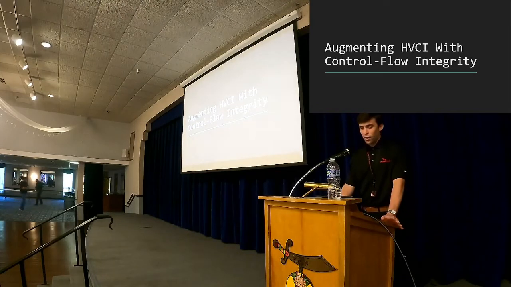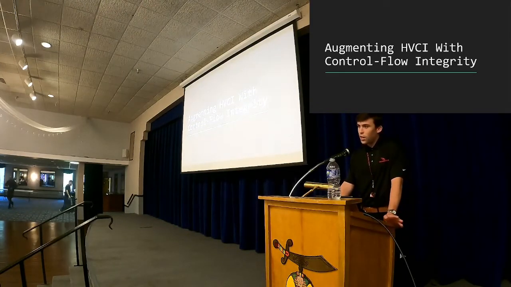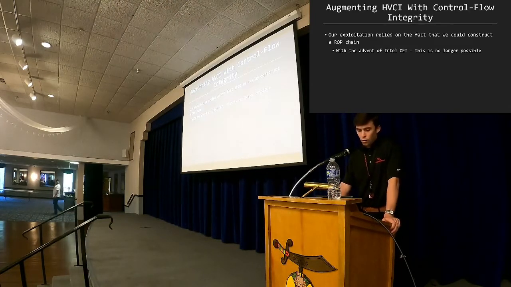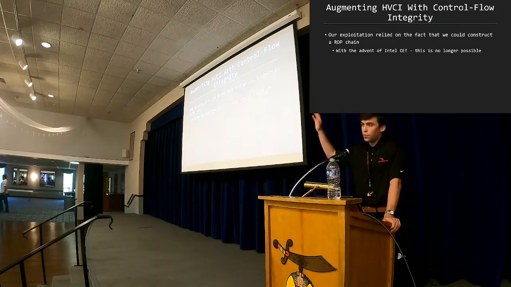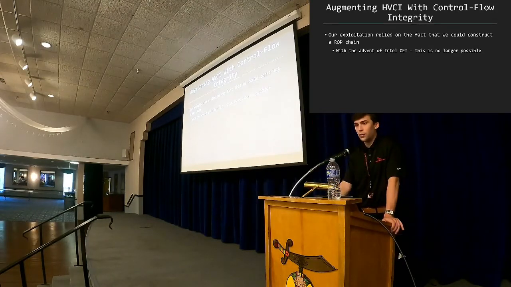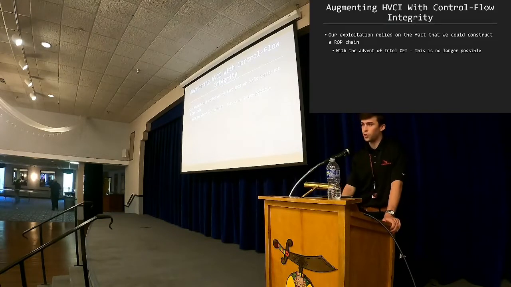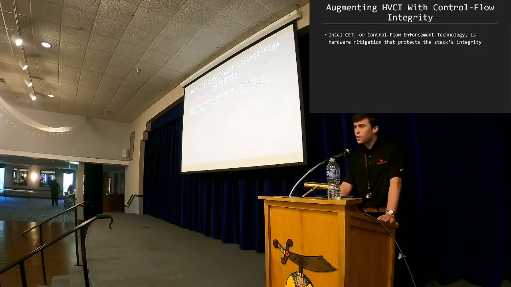So last part, we've kind of said, oh, HVCI is really cool, right? But it doesn't really matter because we can get more convoluted and take care of it. That's actually not the case. We'll talk about how we augment HVCI. So what did our exploitation rely on? We flooded the stack with a bunch of fake return addresses, correct? Well, with the advent of Intel CET, which is a hardware mitigation, that's actually no longer possible. So what CET is, it's Control-flow Enforcement Technology, and it's a hardware mitigation that protects the integrity of the stack.